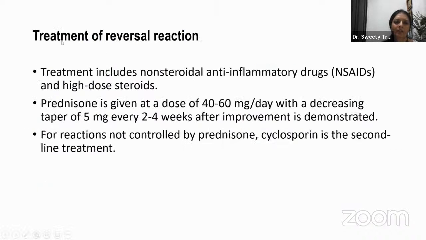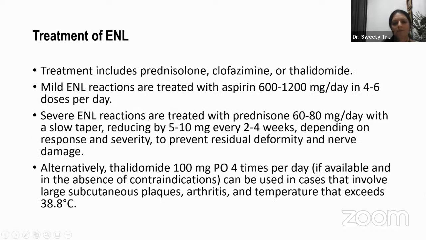How do you treat type 1 reaction? If it is a mild reaction, NSAIDs; otherwise high dose steroids. The thing about giving steroids in reversal or any reaction is that you should start with a high dose, keep it for some time until there is improvement, and decrease very slowly until you have reached 10 milligram. Decrease it by 5 milligram every 2, 3 or 4 weeks, and then reach a dose of 10 milligram. Keep that 10 milligram for another 1 month, and then again taper down. Otherwise, they will recur. If the reversal reaction does not respond to steroid, you can try cyclosporin. They should be treated as an emergency, because the reactions will cause permanent deformities.